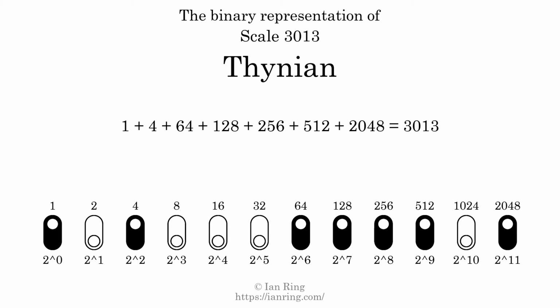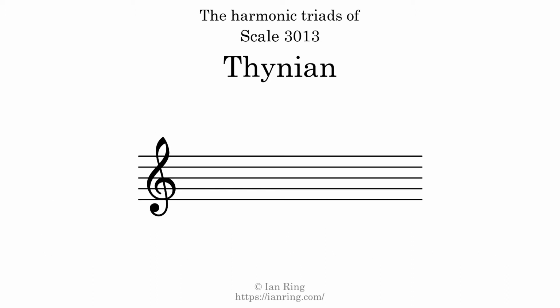The scale number not only enumerates the scale with a unique index, but it also literally describes the tonal content of the scale. Represented as a binary number in base 2, the scale number is 1011110000101. Here are the harmonic triads present in this scale.